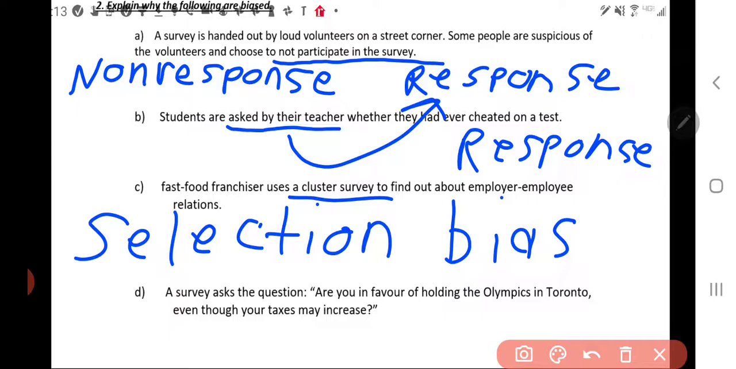And then part D says a surveyor asks the question, are you in favor of holding the Olympics in Toronto, even though your taxes may increase? Some people may not like that last part, even though your taxes may increase, and it may lead them to respond in a different sort of way, leading to a response bias for this final answer.